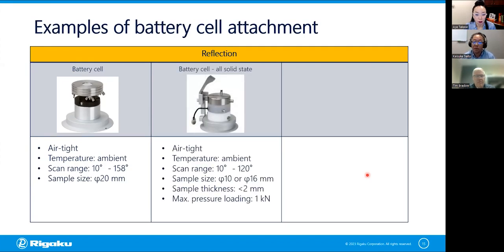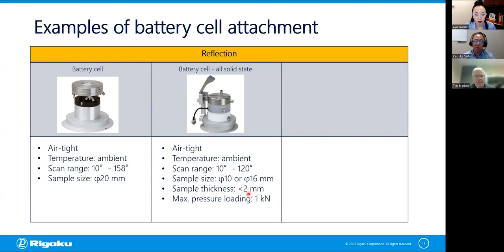The battery cell for solid state is also airtight. We prepare the sample in a glove box. The temperature is ambient. Our scan range is 10 to 120, a little shorter compared to the battery cell on the left, but 120 degrees for X-ray diffraction is quite good enough to see the structure changes under operando. For sample size, either 10 millimeter or 16 millimeter diameter pellet shape of the solid state battery is required.